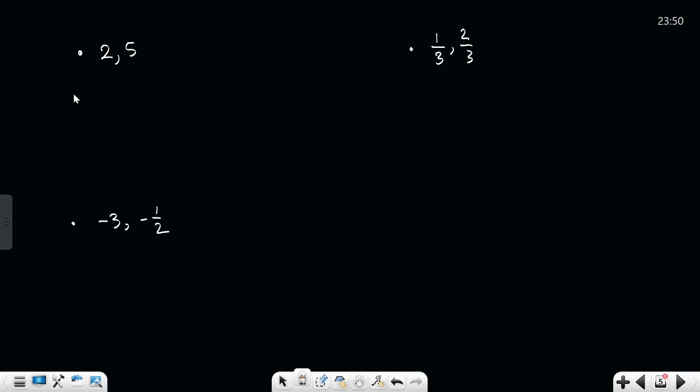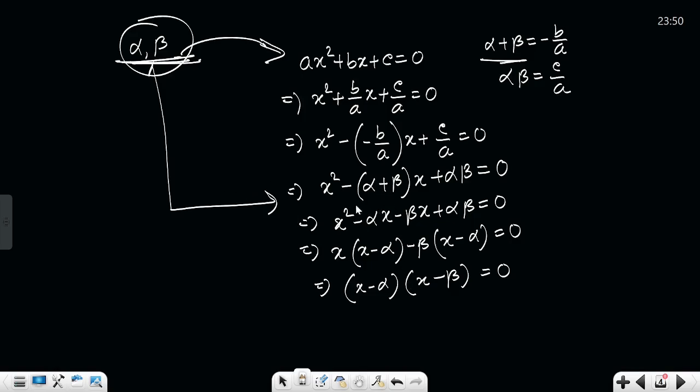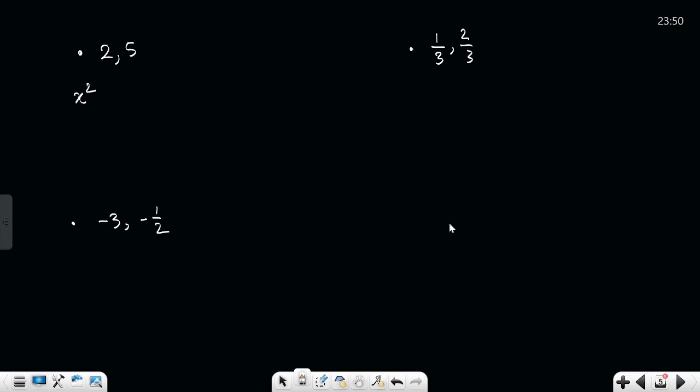So yeah, we will simply apply this formula. Remember this formula, this is very useful. So you will simply say x square minus alpha plus beta into x, which is 2 plus 5, 7, 7x plus alpha beta, which is 10, is equal to 0. So this is our equation.